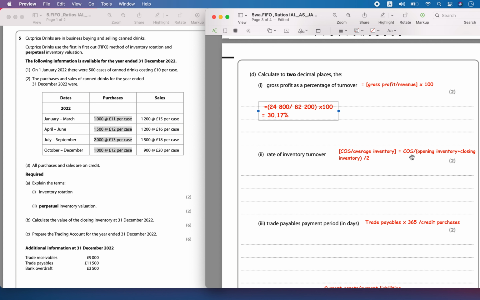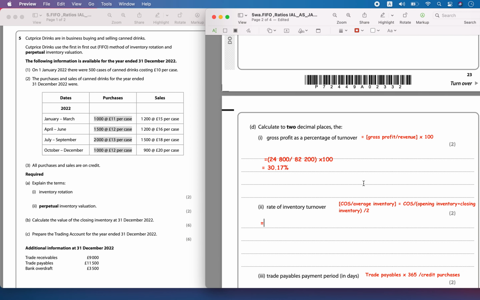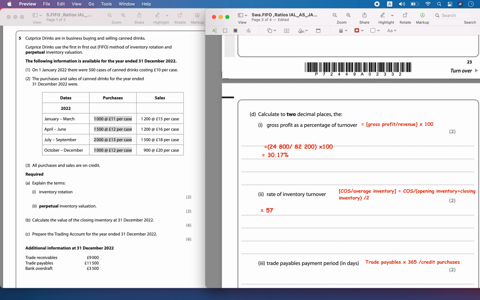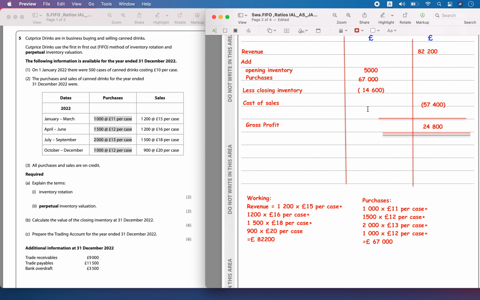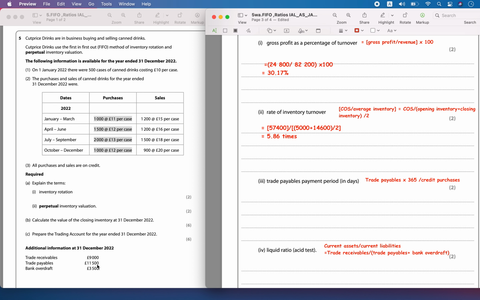Okay, now let's calculate the rate of inventory turnover. It is cost of sales by average inventory, which is cost of sales by opening inventory plus closing inventory by 2. Okay, so now let's include the values. So cost of sales is going to be equal to 57,400, divided by opening inventory was 5,000 plus closing inventory was 14,600, okay, divided by 2. That gives 5.86 times.